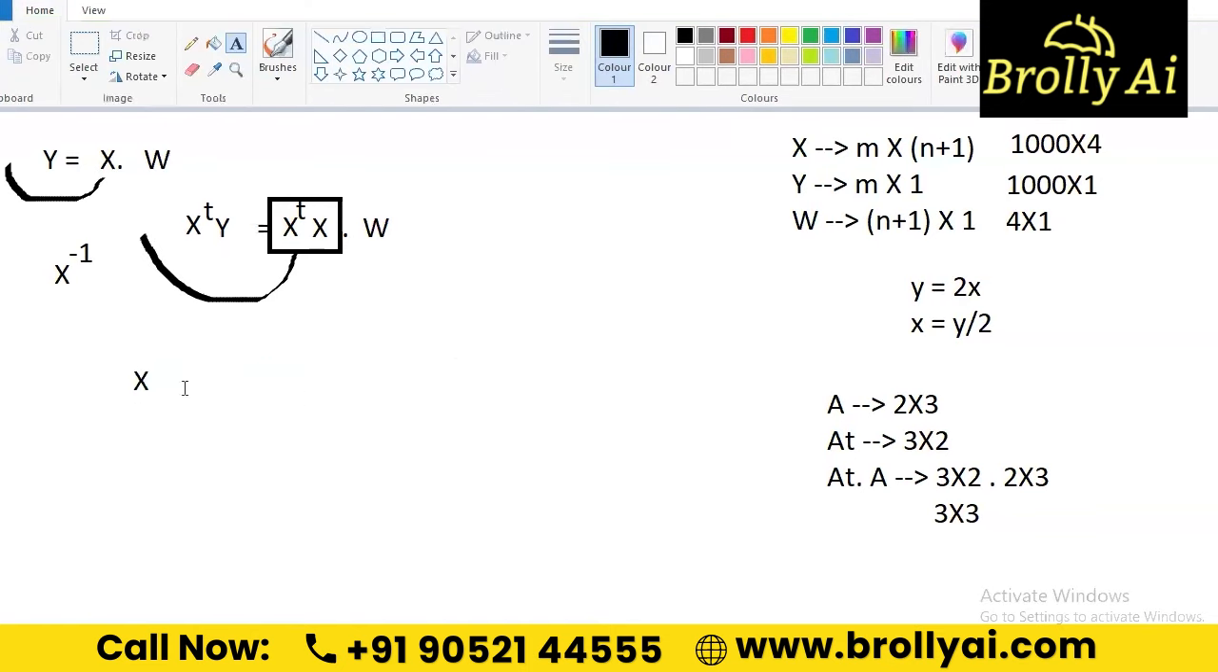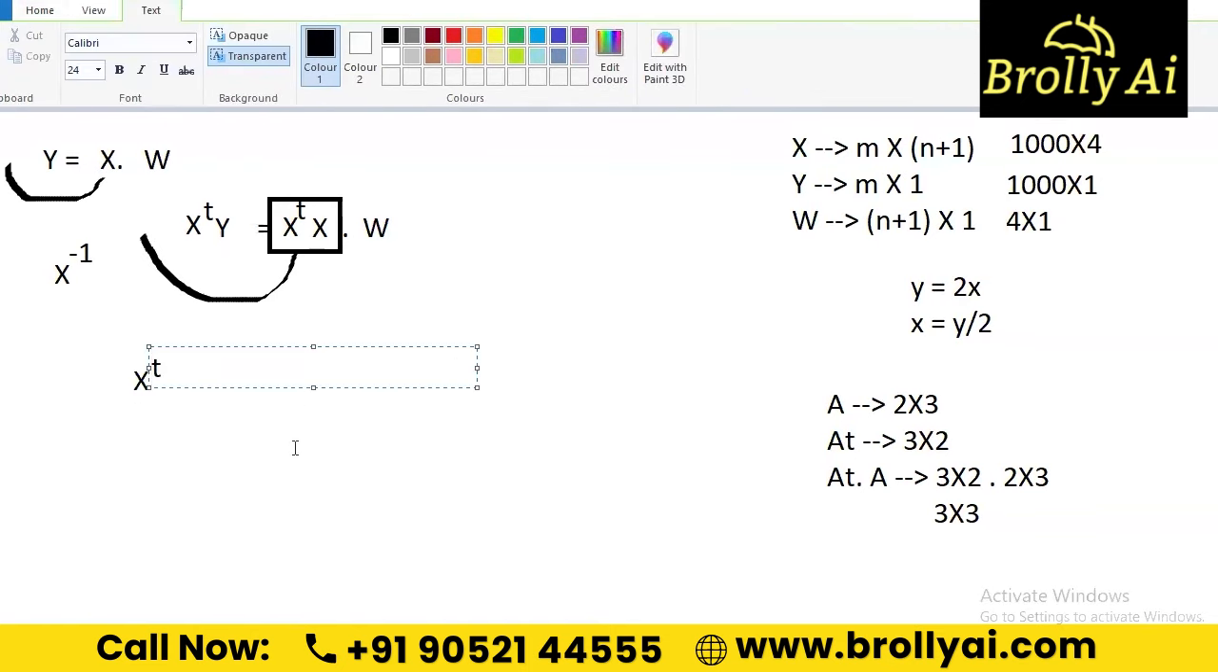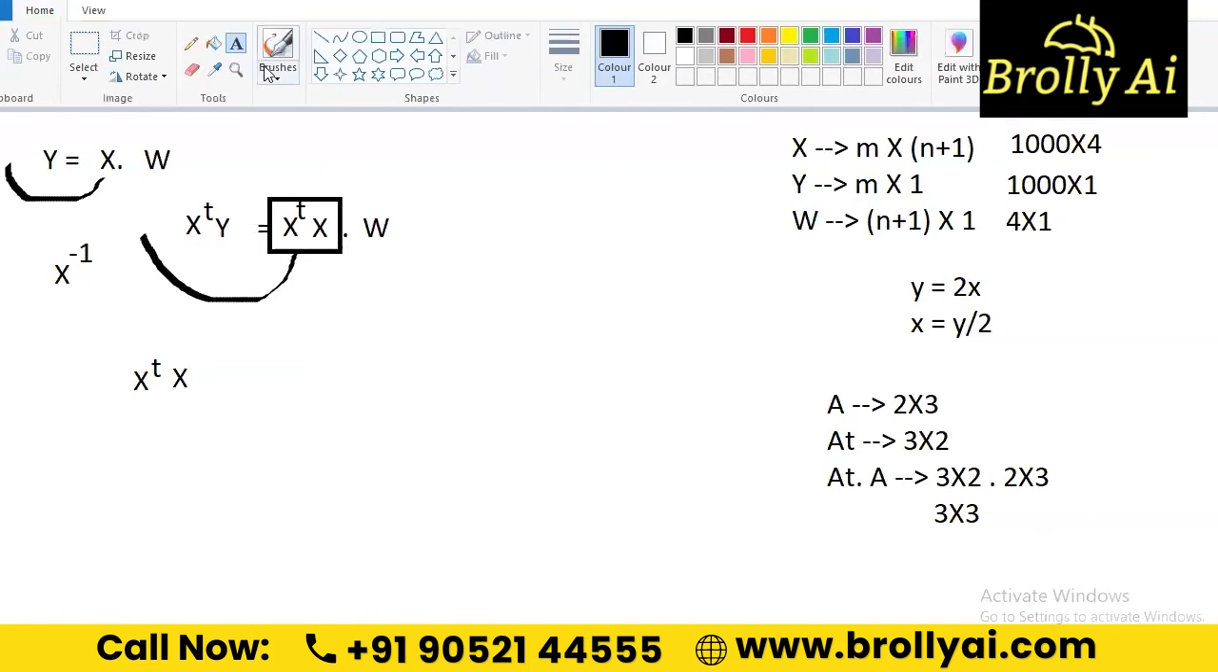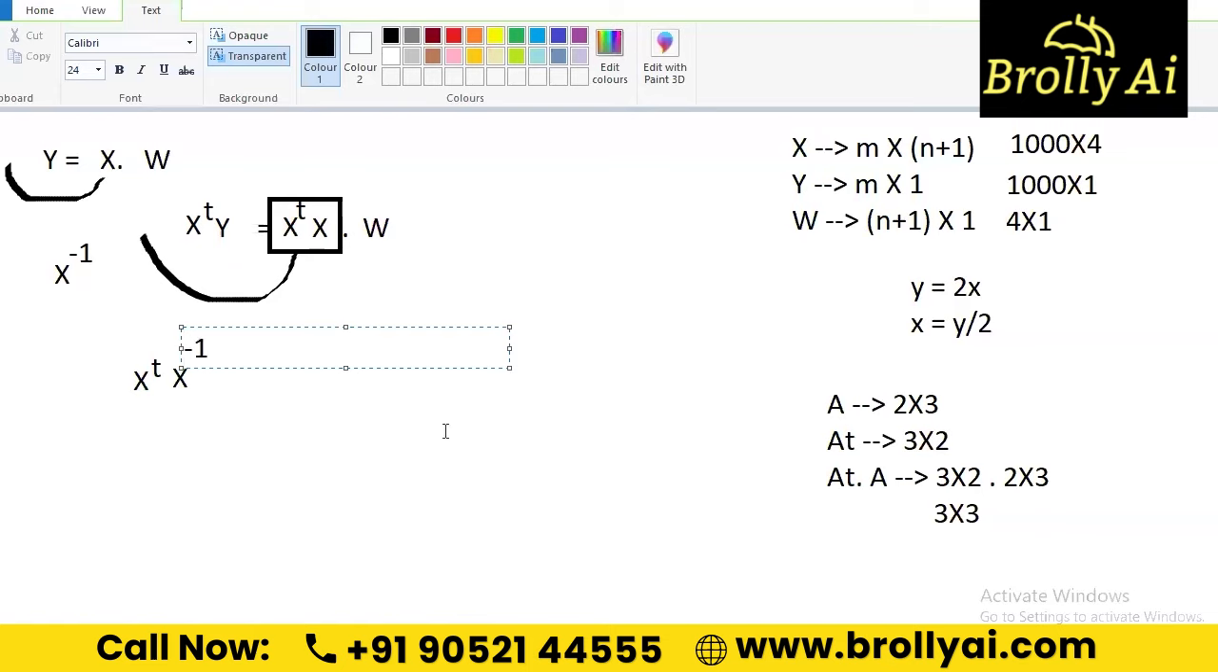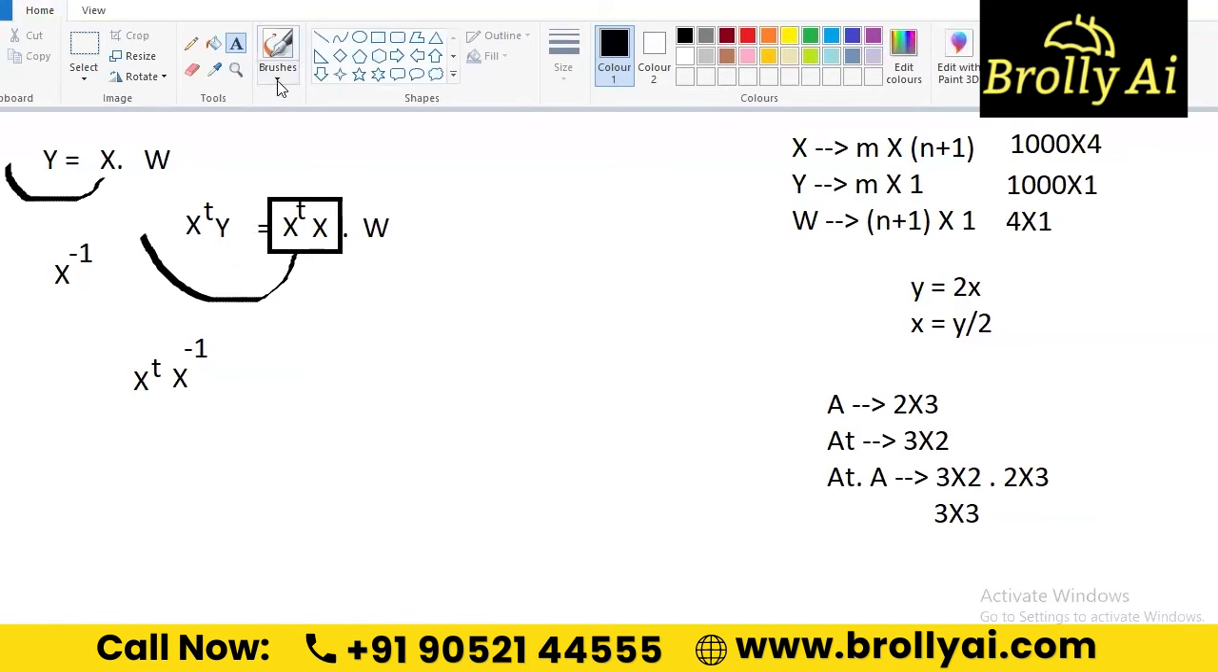X transpose dot x. For this entire expression, we need matrix inversion. Let me keep it in brackets: X transpose dot x, whole inverse. Already you have on the right side x transpose dot y.